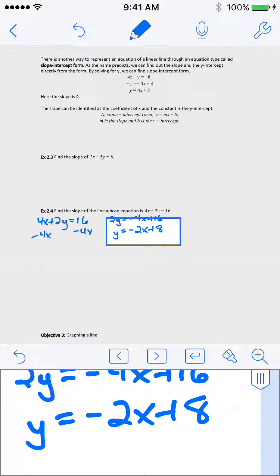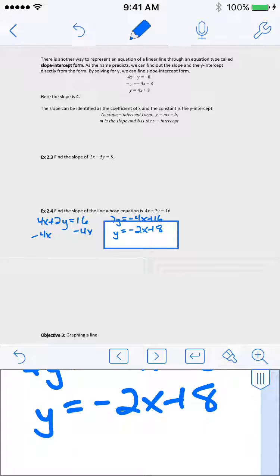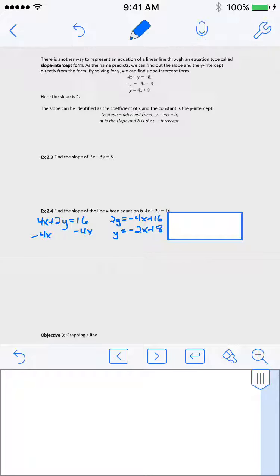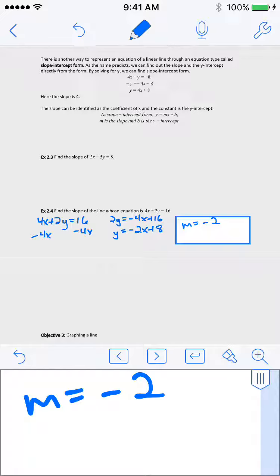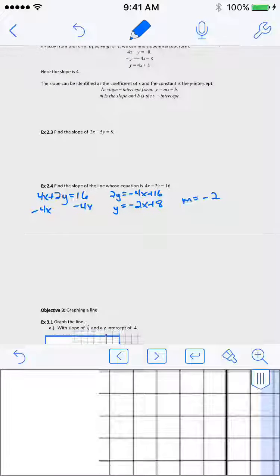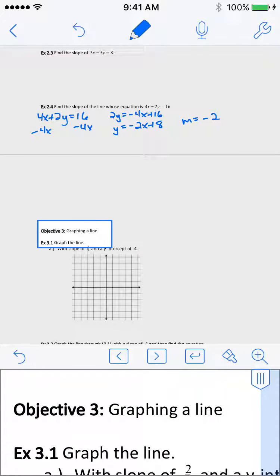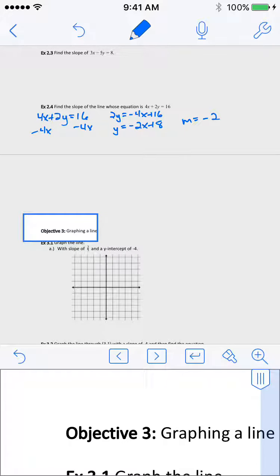Alright, so we can pull the slope out now. Now that it's in slope-intercept form, y equals mx plus b, then that slope is going to be m, which is equal to the thing next to x, or -2, and so our slope was -2. Alrighty. The concept we're going to start off with today is using those ideas to graph the line.